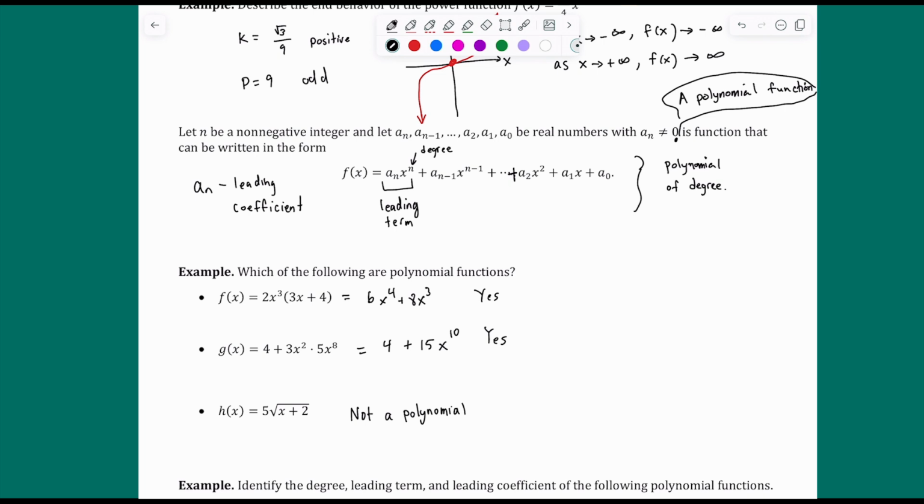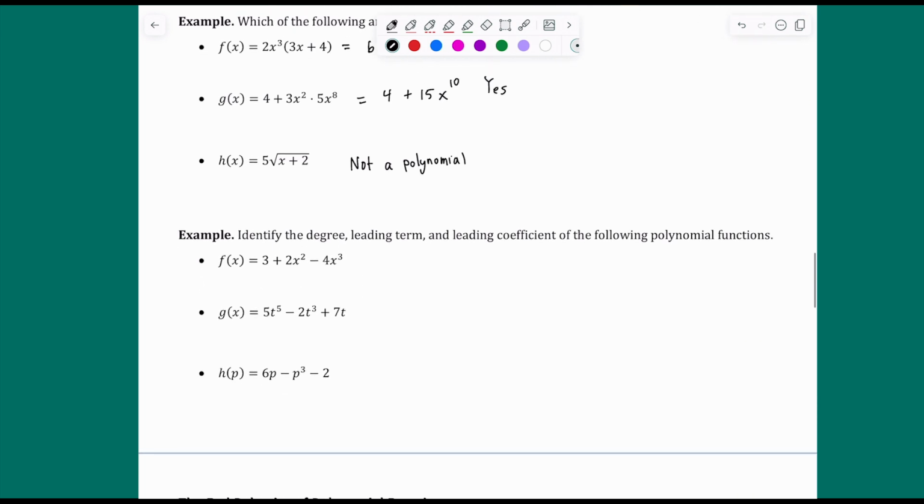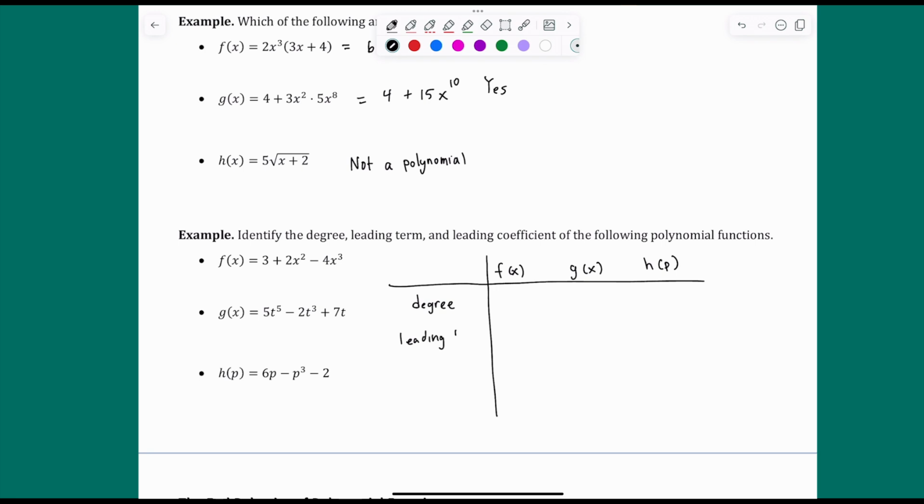Okay, here we have another exercise. We're asked to identify the degree, leading term, and leading coefficient of the following polynomial functions. All right, so let me just create a table here. So we'll have f of x, g of x, and h of p, and we'll specify the degree for each of these, the leading term, and the leading coefficient.